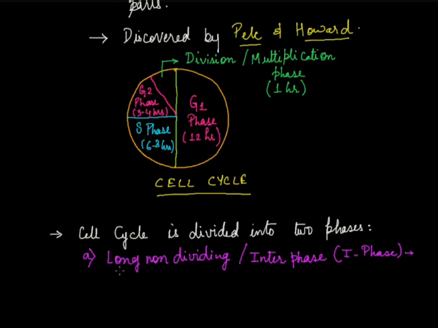Now, what happens during the non-dividing phase or interphase? Although the cell is not dividing, the cell is preparing for division, that is, it is multiplying its content. So, we can say it is a phase of complex changes that occur in a newly formed cell before it divides. So, we should write the characteristic features of the interphase.